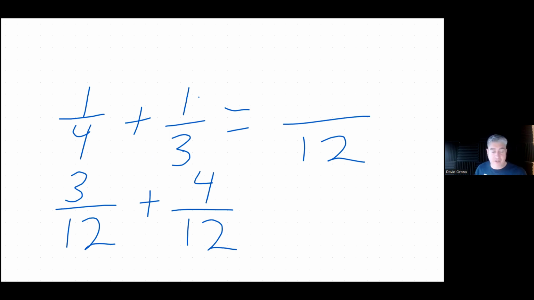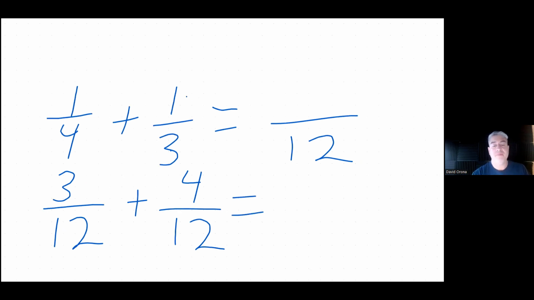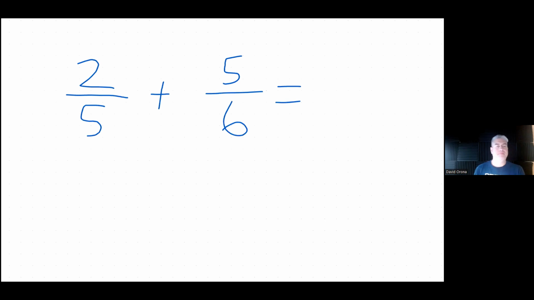And we continue on with the equation. 3 plus 4 is 7. And we keep the denominators the same. So our answer is 7/12. All right. Okay, let's do another one.